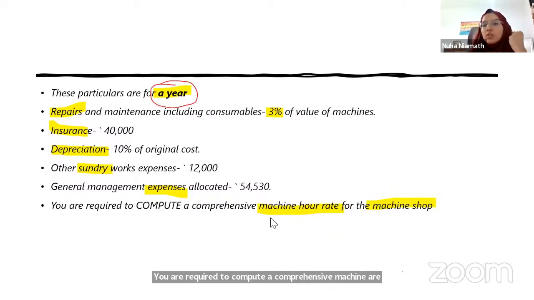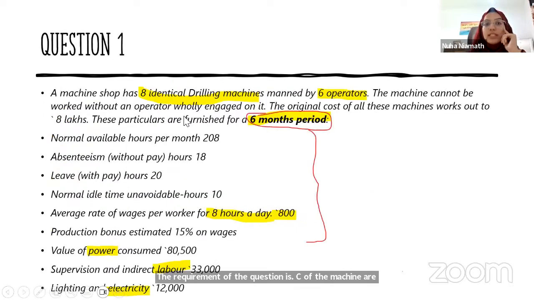So please understand what is the requirement of the question. The requirement of the question is calculation of the machine hour rate. So what we can see is how many machines are there. There are a total of 8 identical drilling machines, correct?